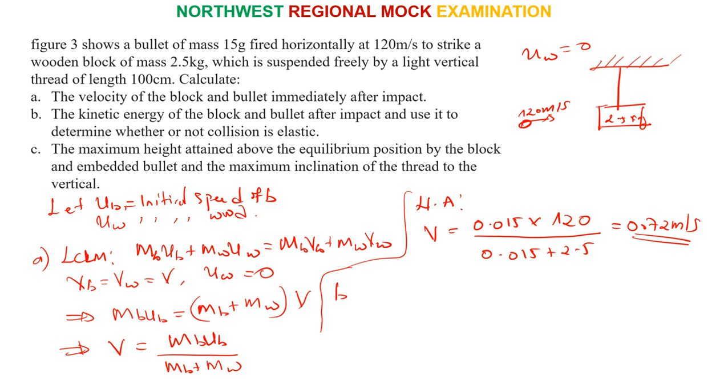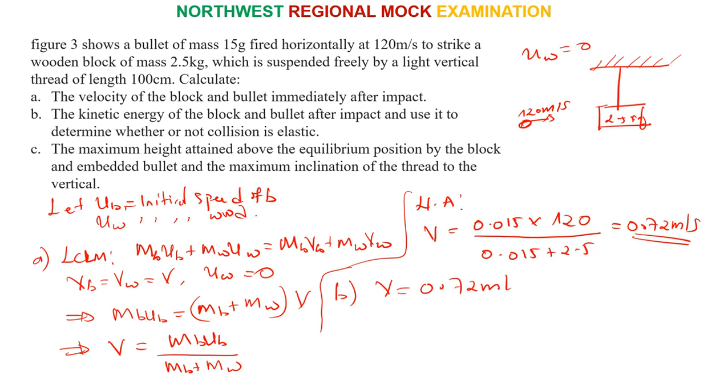Now B says we should calculate the kinetic energy of the block and bullet after impact and use it to determine whether the collision is elastic or not. When a collision is elastic, it means that both momentum and kinetic energy are conserved. But if it is not elastic, it simply means that kinetic energy is not conserved, though momentum will be conserved. So let's begin by calculating the kinetic energy of the block and the bullet immediately after impact.